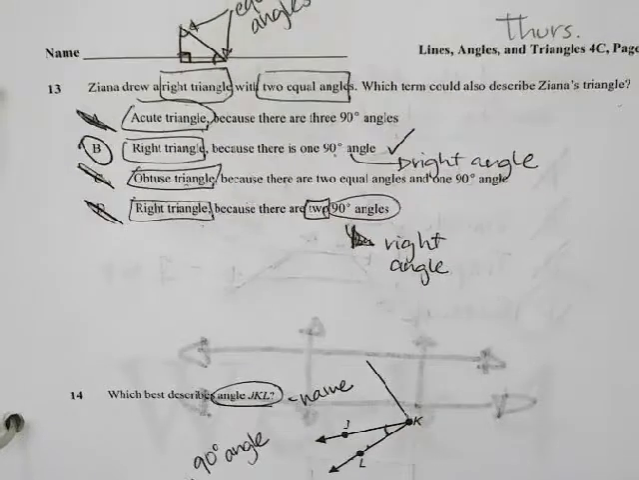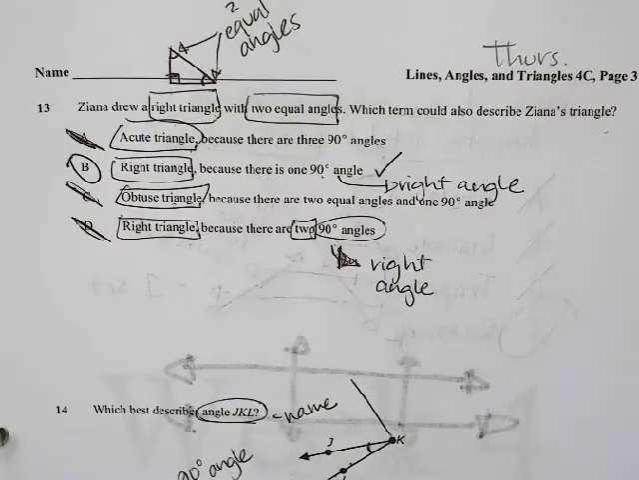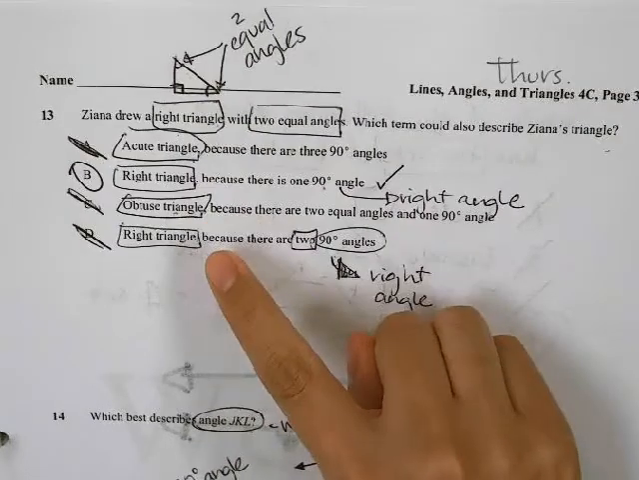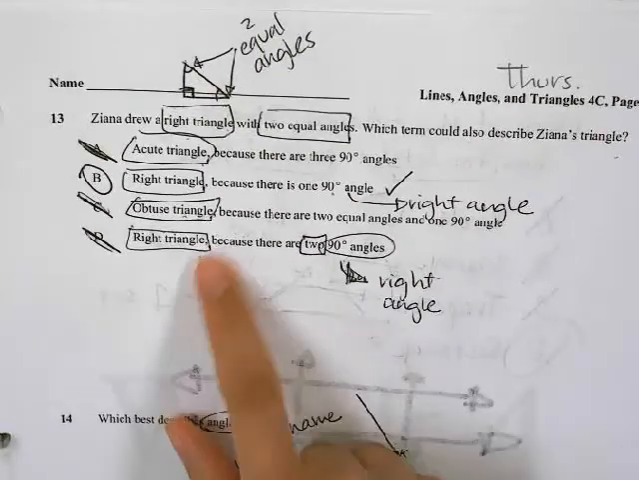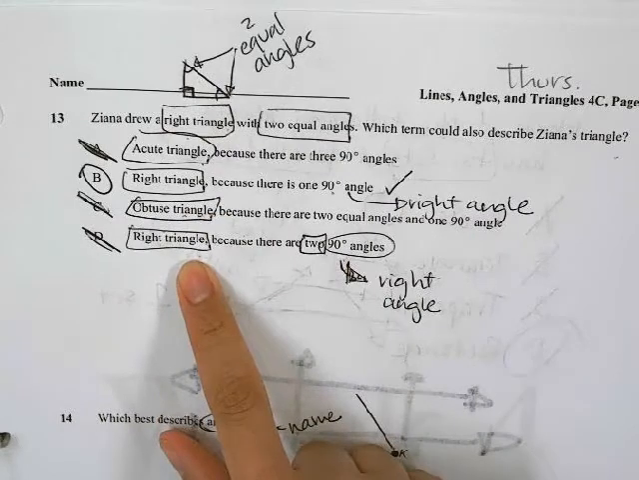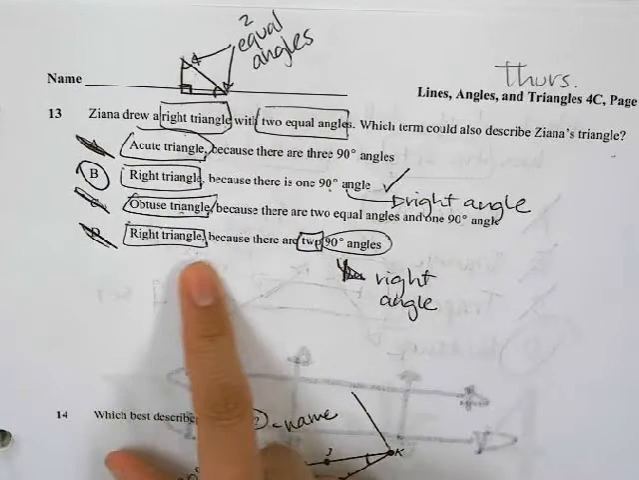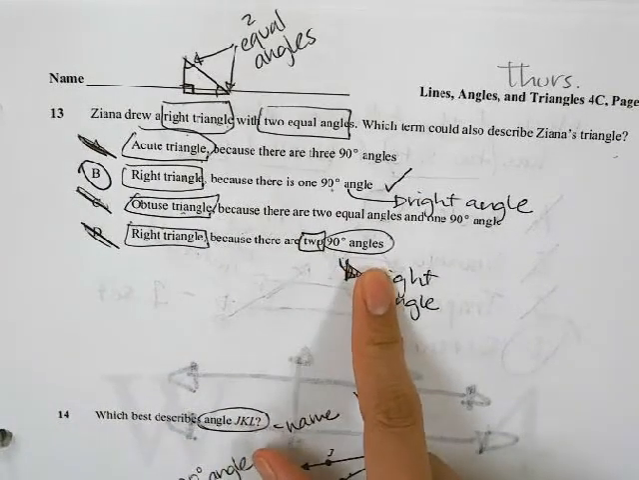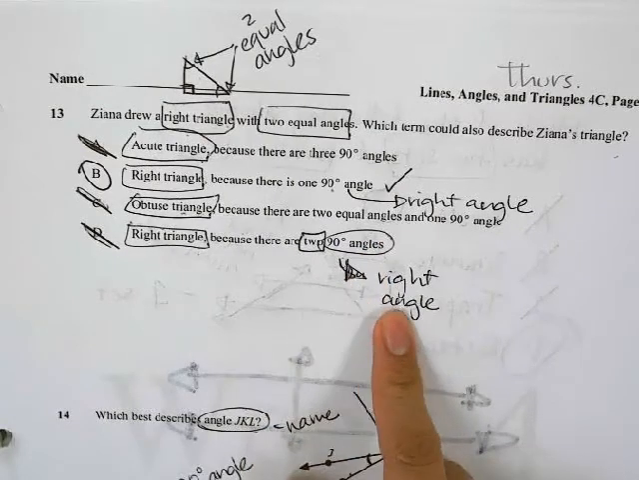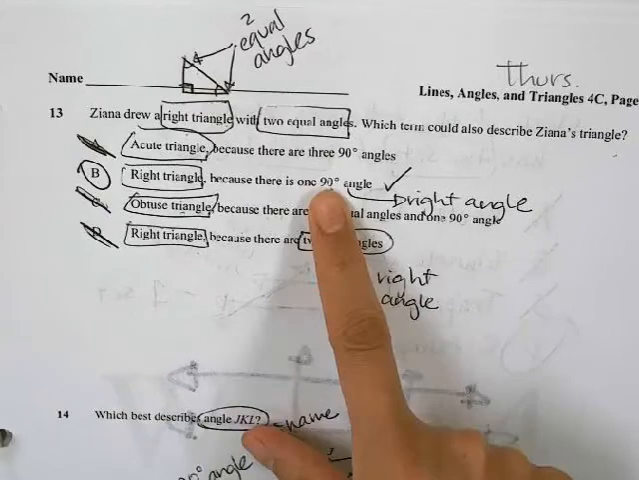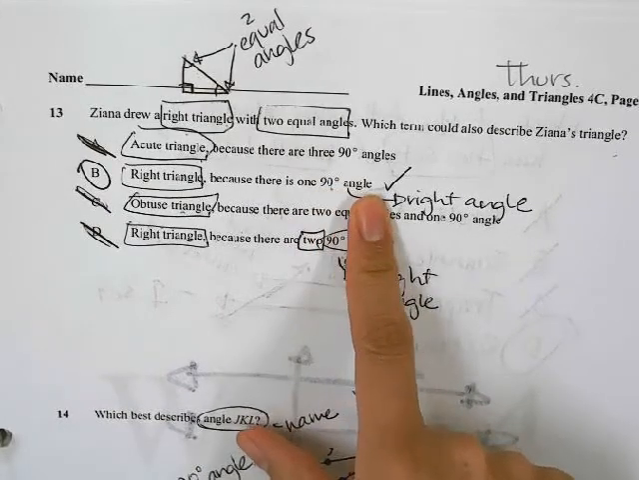Okay, and then we did 13 and 14. It already tells us it's a right triangle, so A and C are out. We're left with B and D. Right triangle because there's one 90-degree angle. Okay, yes, that's true. Right triangle because there are two 90-degree angles. No. A 90-degree angle is also known as a right angle. And we know by definition that a right triangle only has one right angle or one 90-degree angle. That's why it was B.